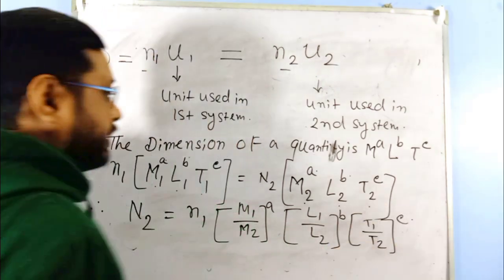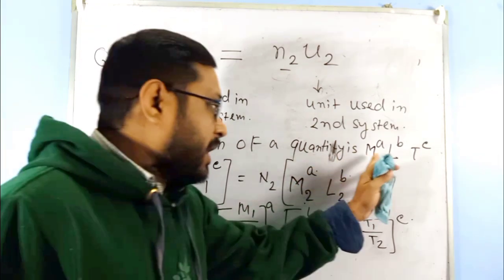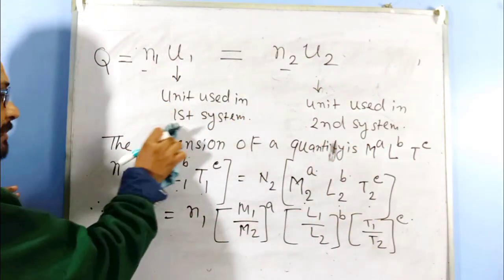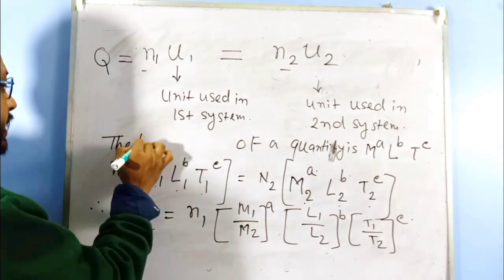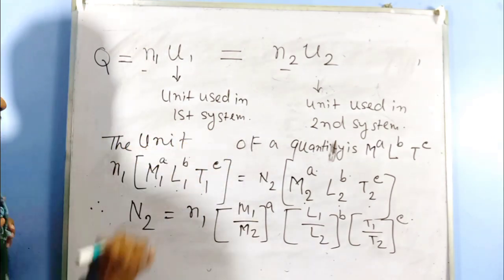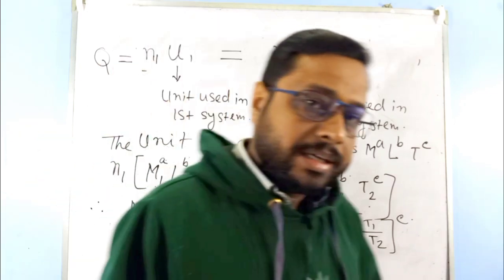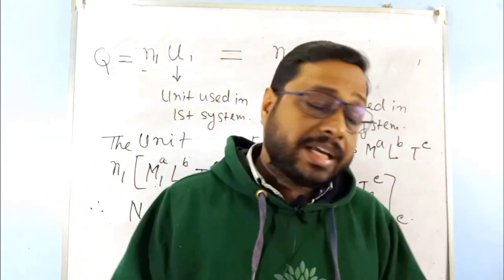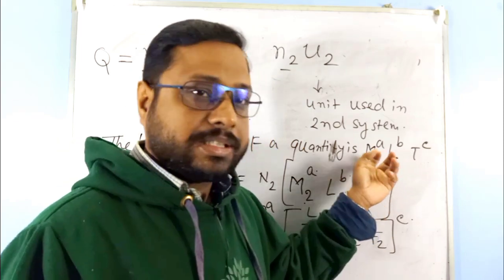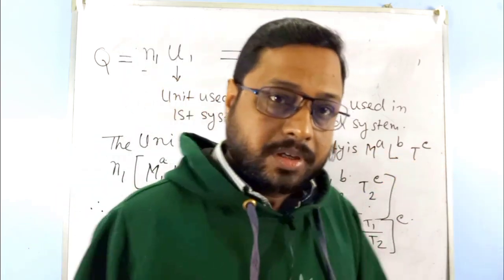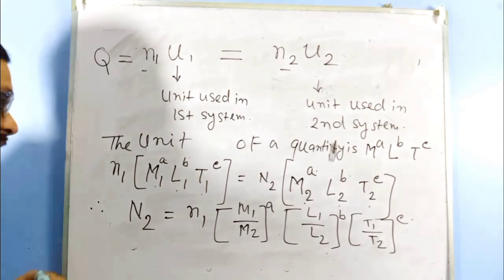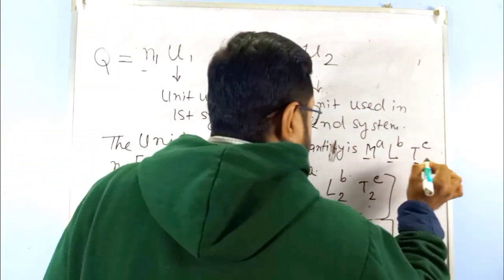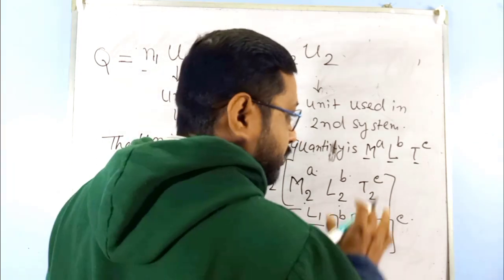Here M, L and T are not the dimension. We know that M, L, T are the dimensions of mass, length and time, but here M, L, T are not dimensions, although written like dimensions; they are the units. We can go with a numerical example, then we will understand it very clearly. M, L and T here are not dimensions, here they are only units.